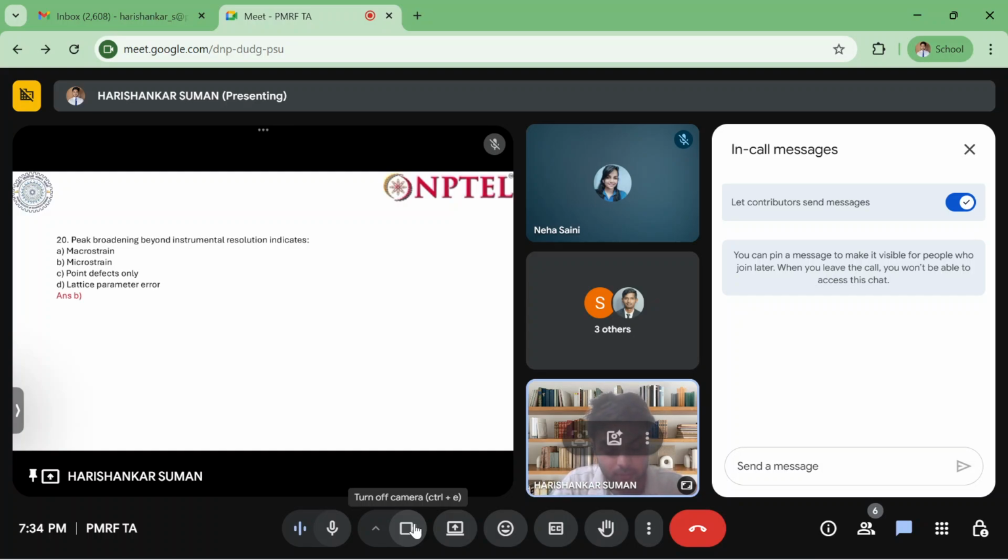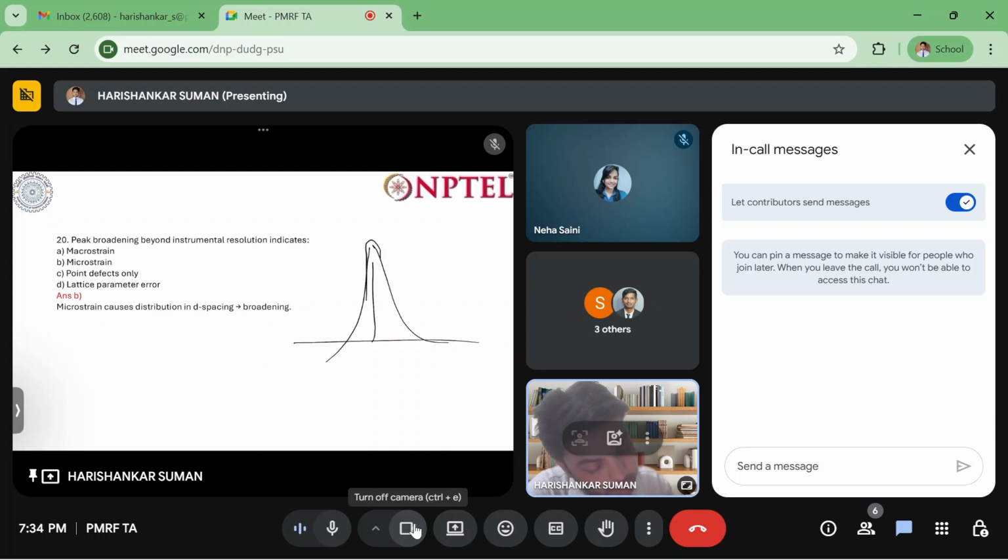So the answer will be D. Microstrain is a distribution of the lattice spacing in the specimen. As we see, ideal should be a delta, but the instrument and microstrain contribute to the broadening. So this is all about today.